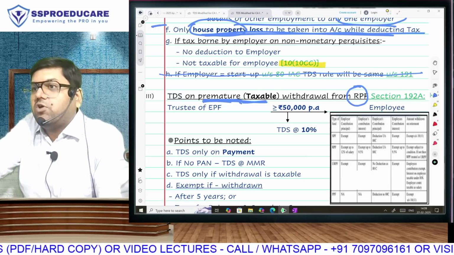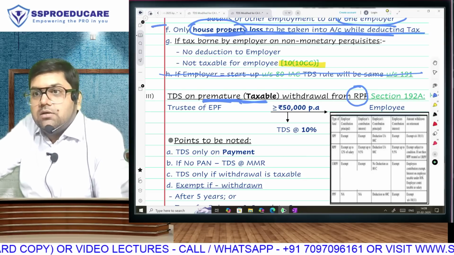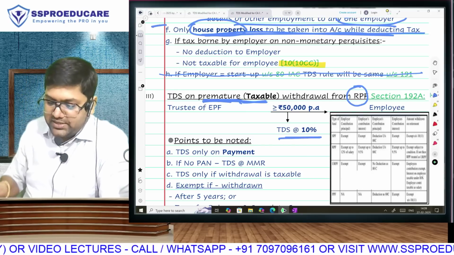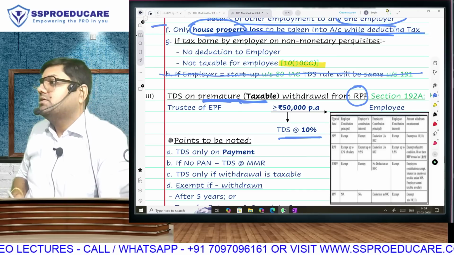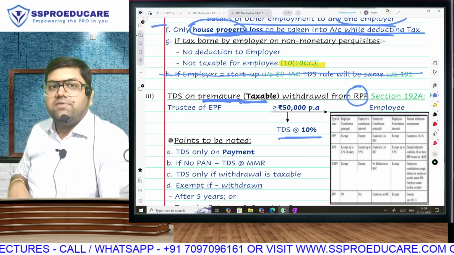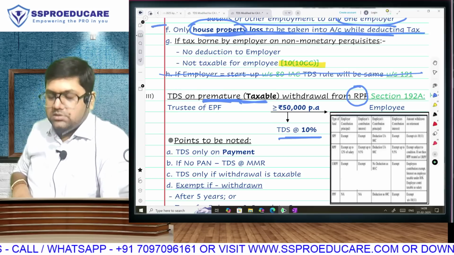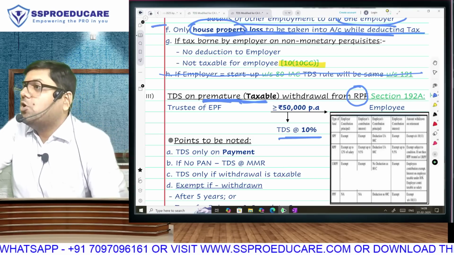That means, can I say I'm withdrawing money from my RPF before time? Is that going to be taxable? There will be TDS. What is the rate of TDS? 10%. When will this TDS come? When the withdrawal is 50,000 or more. Okay, wait. Certain things I wish to clear. First, supposing I withdraw 40,000.